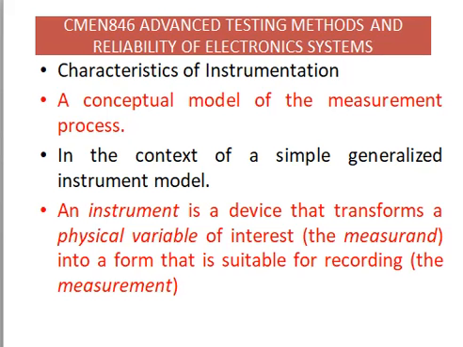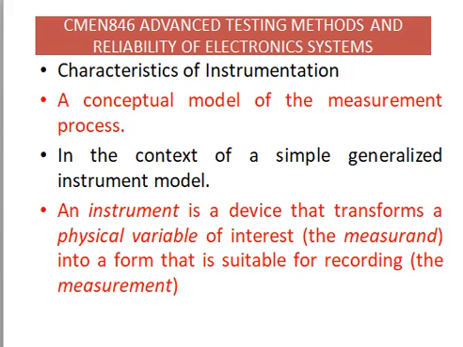The first thing we are going to be looking at are the characteristics of instrumentation. And also we want to revise a conceptual model of the measurement process. This will be done in the context of a simple generalized instrument model. That is, while revising what instruments are, we are not going to look at a specific instrument at this revision level, but rather at the generalized model of a measurement instrument.